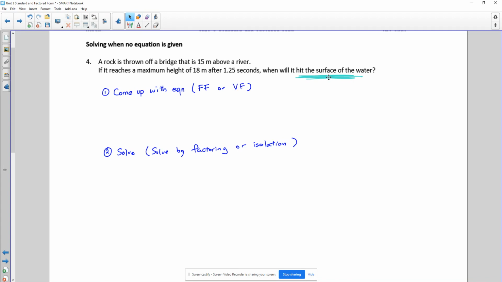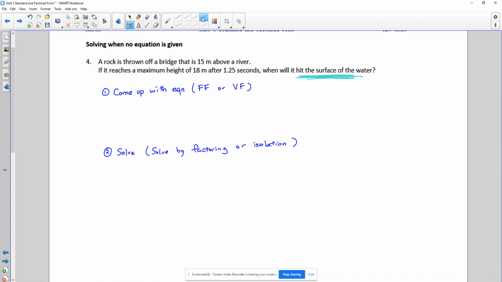Now, obviously in this question, they want us to find the zeros. So there's no way that we're going to use the factor form because we need the zeros for that, and they're asking us for the zeros. Okay, so let's take a read at the question. A rock is thrown off a bridge that is 15 meters above a river. If it reaches a height of 18 meters after 1.25 seconds.